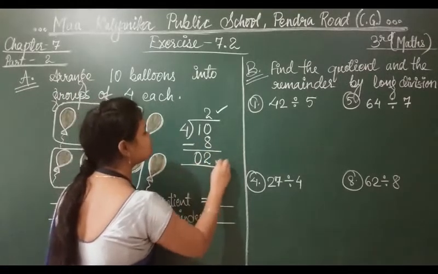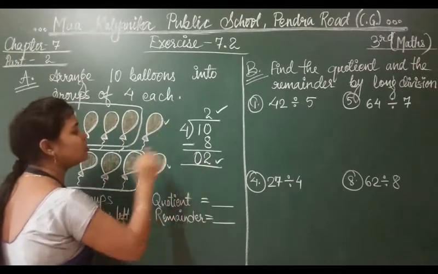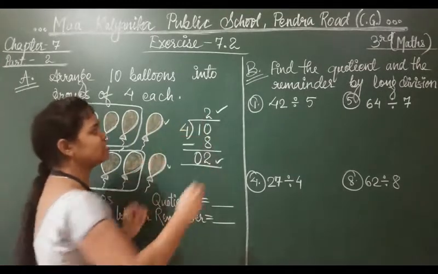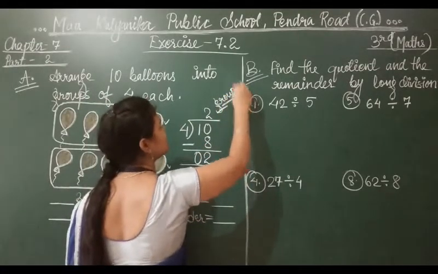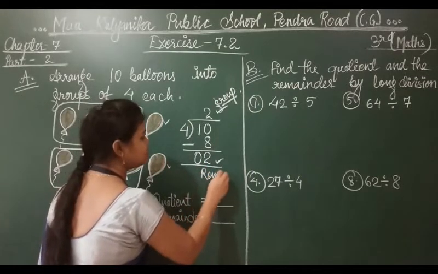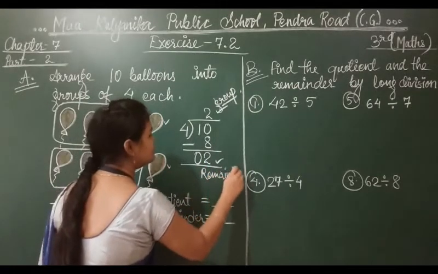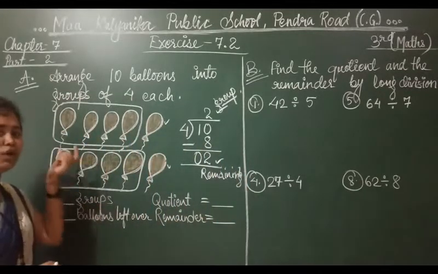So what is this 2, students? 2 is the leftover, the remainder. So these are the 2 remainders. Means 2 is the number of groups here, and this other 2 is the remaining balloons. So this is the meaning of this question.